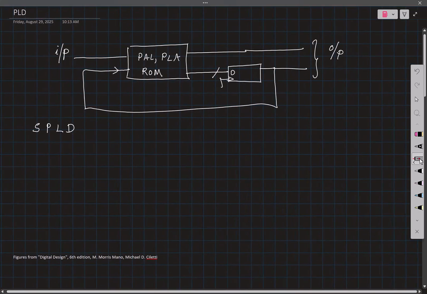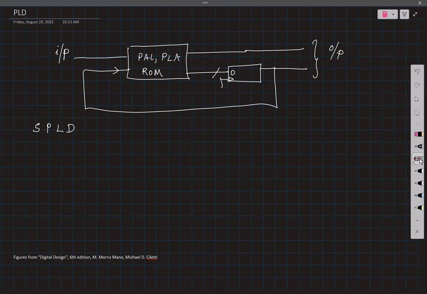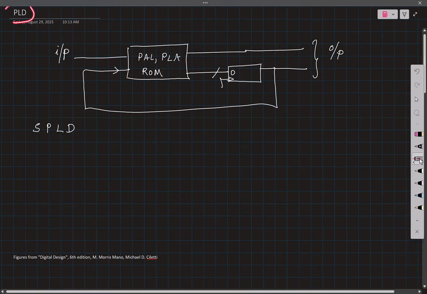So just before I conclude the class, all of the devices, all of the systems that we have seen today, including PAL, PLA, ROM, and the sequential PLD, all of these are what we call programmable logic devices, or in short, PLD. And in next class, we'll see some more complicated programmable logic devices. Thank you.